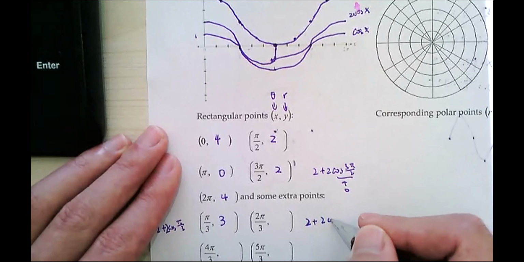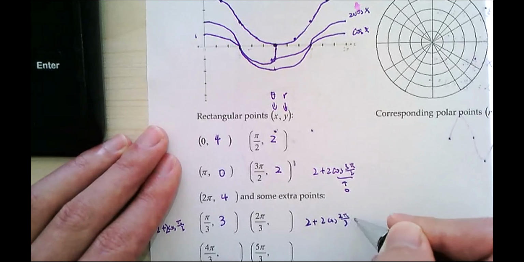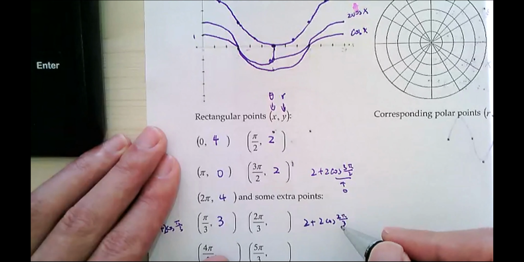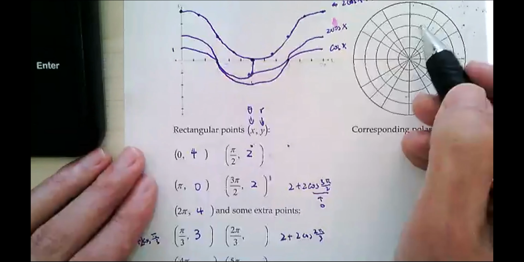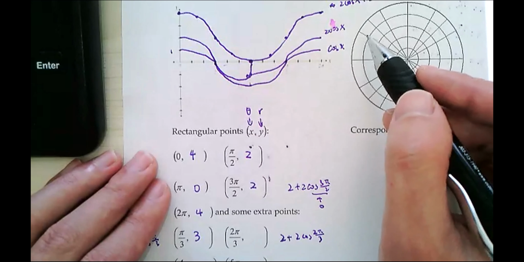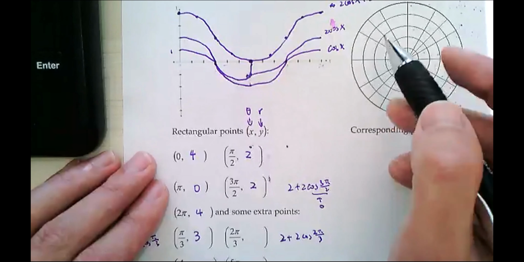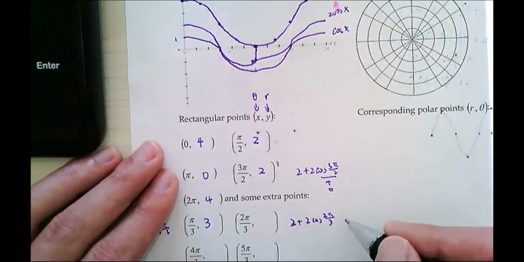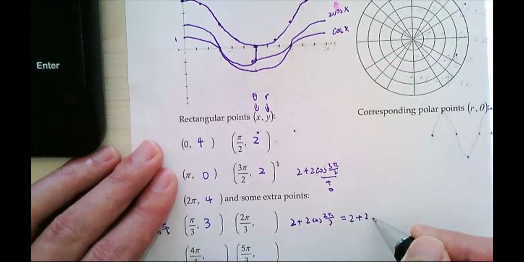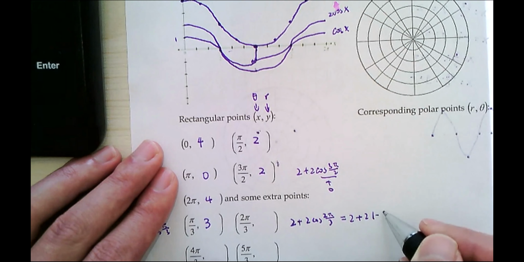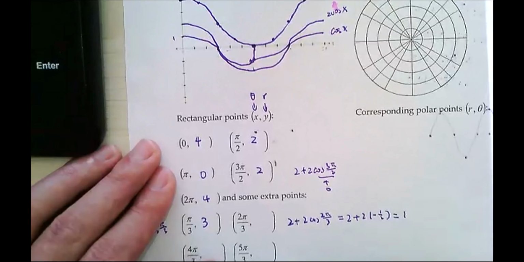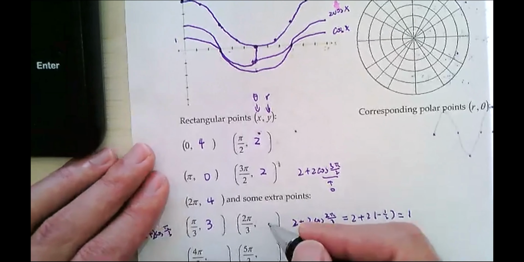What is this guy? 2 plus 2 times cosine 2 pi over 3. Cosine 2 pi over 3, which is somewhere here. Where's cosine pi over 3? So I think this is 2 plus 2 times, it should be negative 1/2. Very good. So we should give you 1, right? Okay, so this is 1.